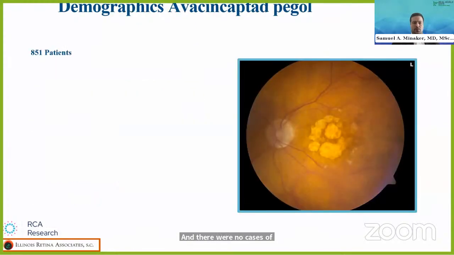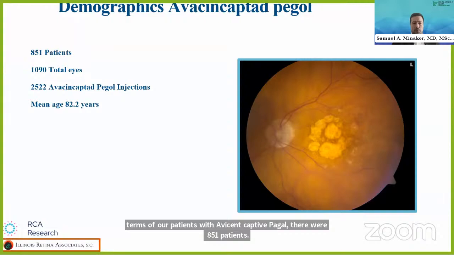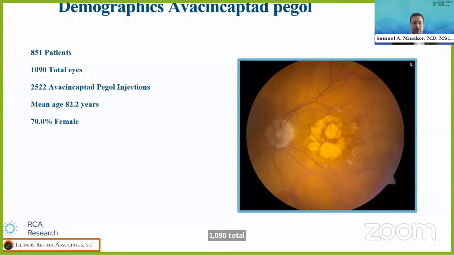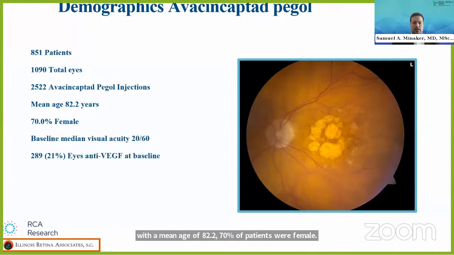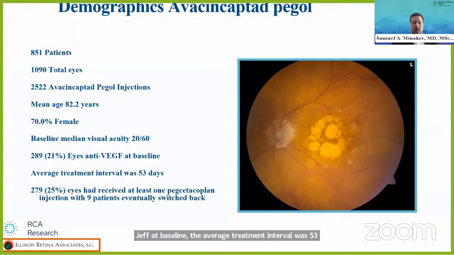In terms of our patients with avacincaptad pegol, there were 851 patients, 1,090 total eyes, 2,500 avacincaptad pegol injections, with a mean age of 82.2. 70% of patients were female, with a baseline median visual acuity of 20/60, and 21% of these eyes had anti-VEGF at baseline. The average treatment interval was 53 days. 25% of these eyes had previously received at least one pegcetacoplan injection, with 9 of these patients eventually being switched back.